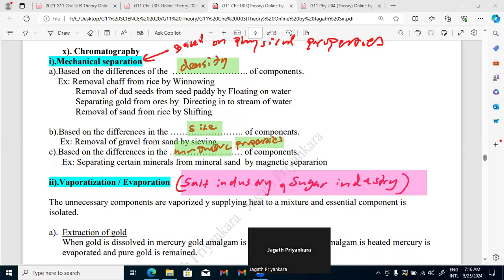Sugar industry, salt industry. Hurry up, students. Even extraction of gold I have also given.